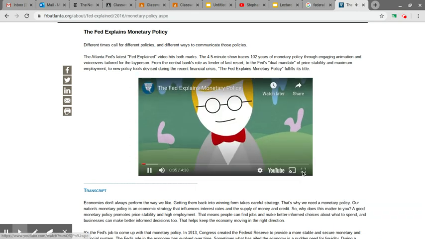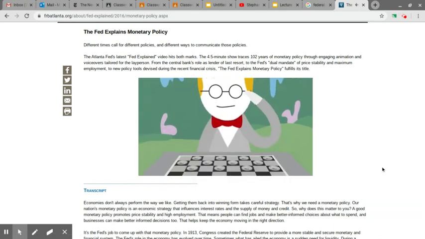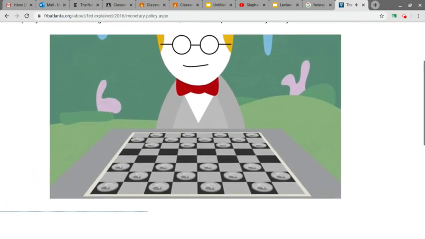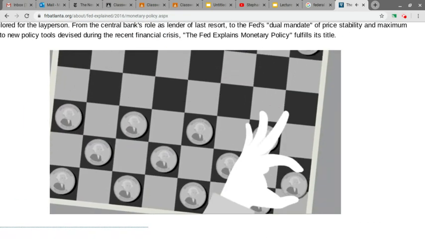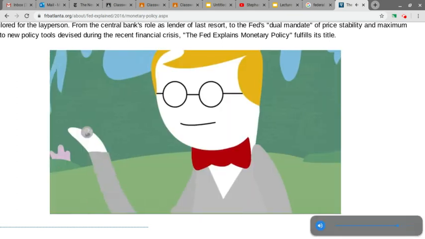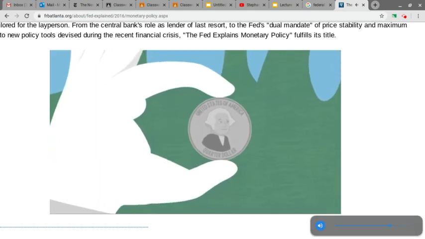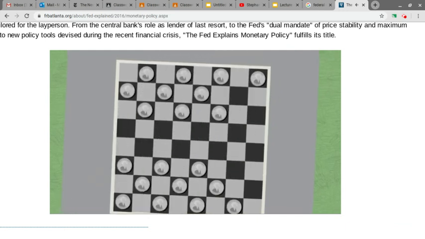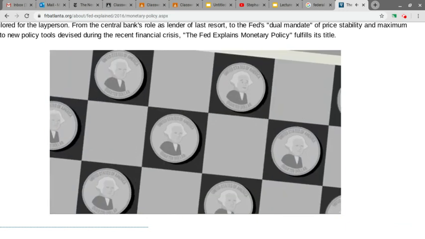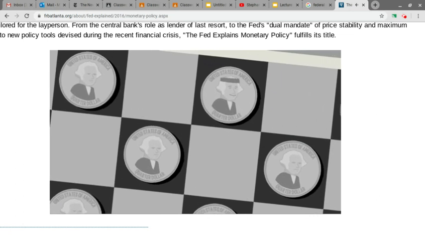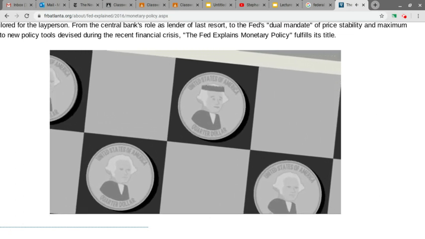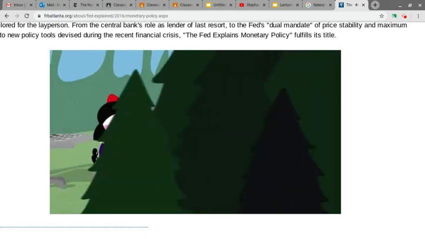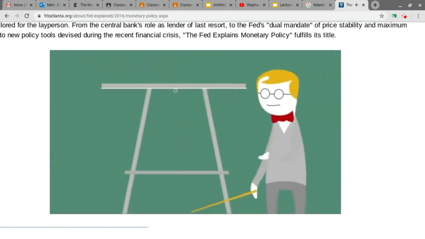Economies don't always perform the way we like. Getting them back into winning form takes careful strategy. That's why we need a monetary policy. Our nation's monetary policy is an economic strategy that influences interest rates and the supply of money and credit. So, why does this matter to you? A good monetary policy promotes price stability and high employment. That means people can find jobs and make better informed choices about what to spend, and businesses can make better informed decisions too. That helps keep the economy moving in the right direction.